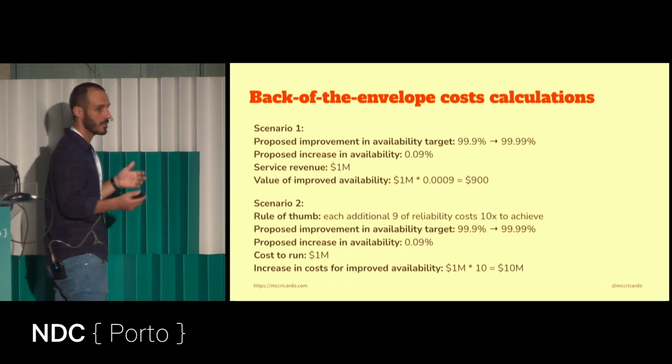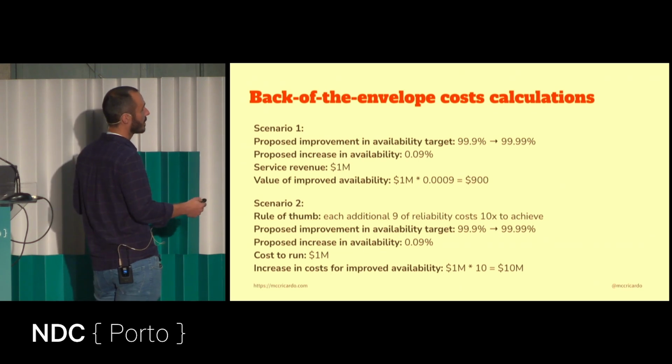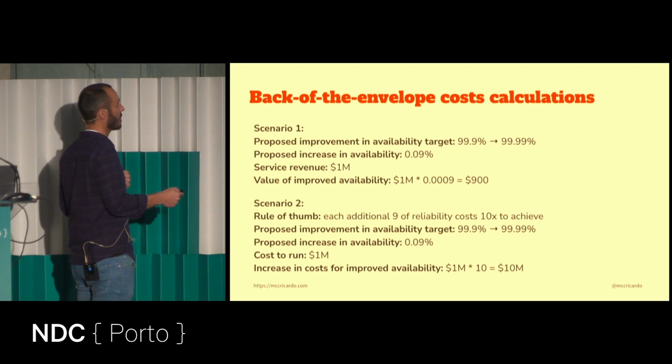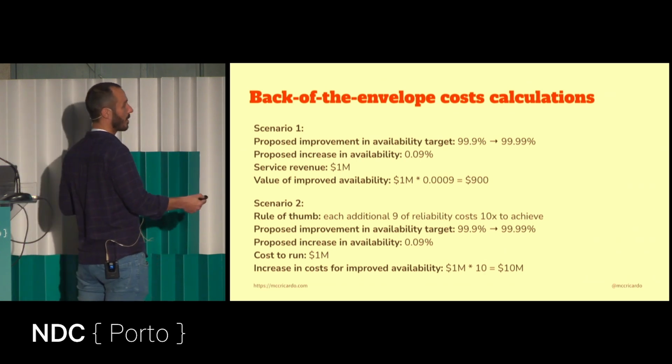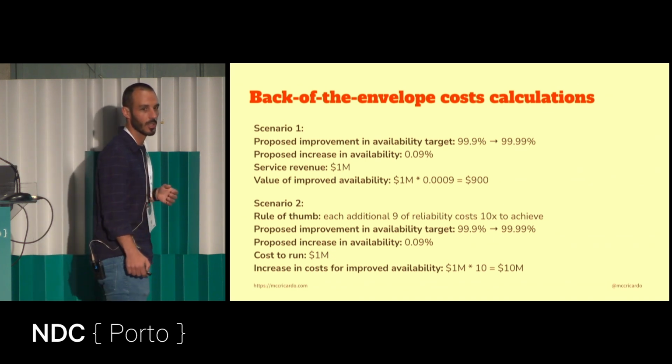So what does this mean in an actual example? If we have a proposed improvement from 3 9s to 4 9s, so we have a proposed increased value in availability of 0.09. So this is how much reliability we are going to improve. If our service revenue is 1 million, it means that the revenue we're going to improve by 900. So we're going from here to here, we're going to earn on average $900 more.